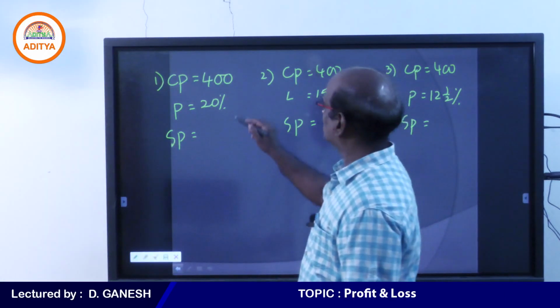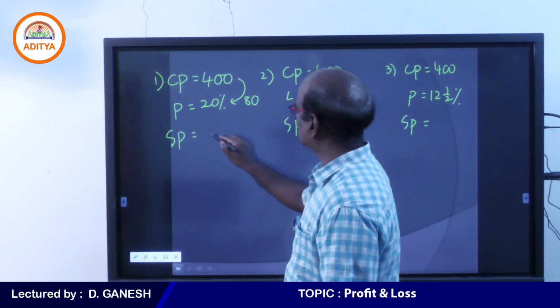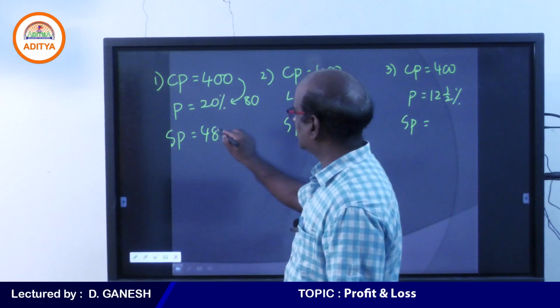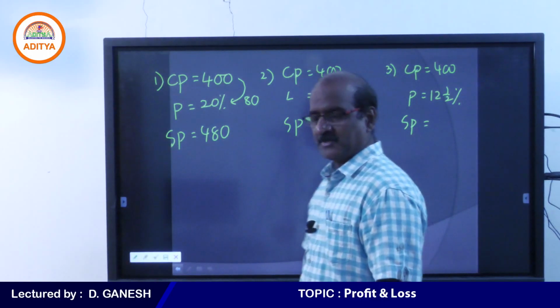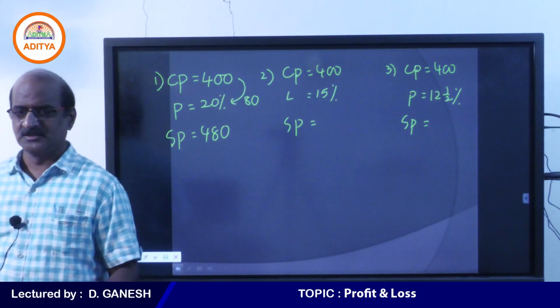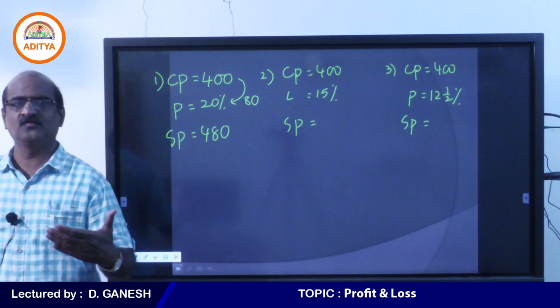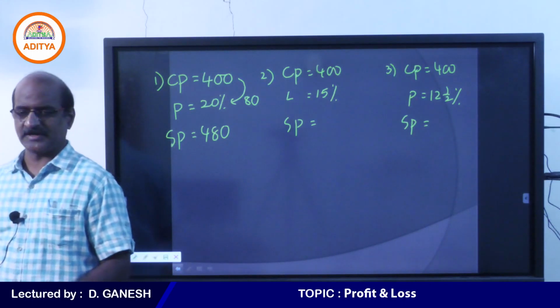Students, if you can look at that, 20% of 400 is 80. So you must be selling at 480 because you are selling at a profit. When you are selling at a profit, obviously you have to add 80 to 400. So that should be 480.